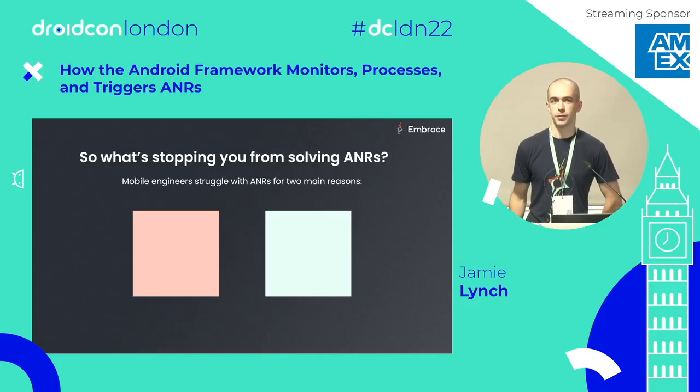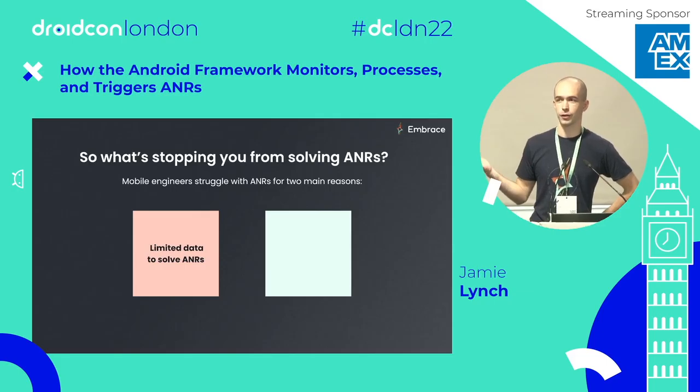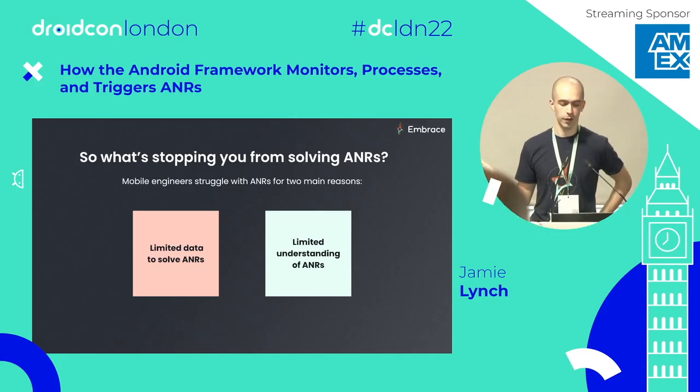From our experience, there are two main challenges that come with ANRs and actually being able to solve them. The first is that there's limited data to solve an ANR. You get a stack trace if you're lucky, and that's usually about it. And we also find there's a limited understanding of ANRs, thinking it's just the stack trace that is going to help you. So hopefully we can help with that second one.